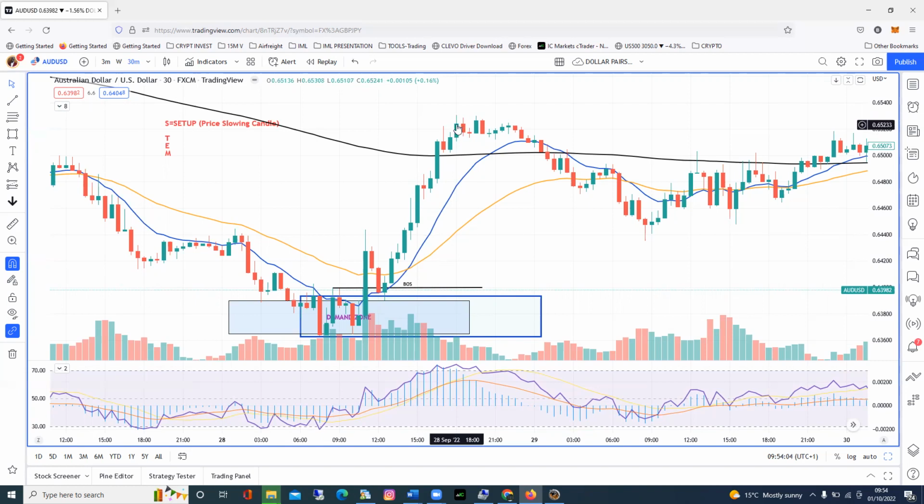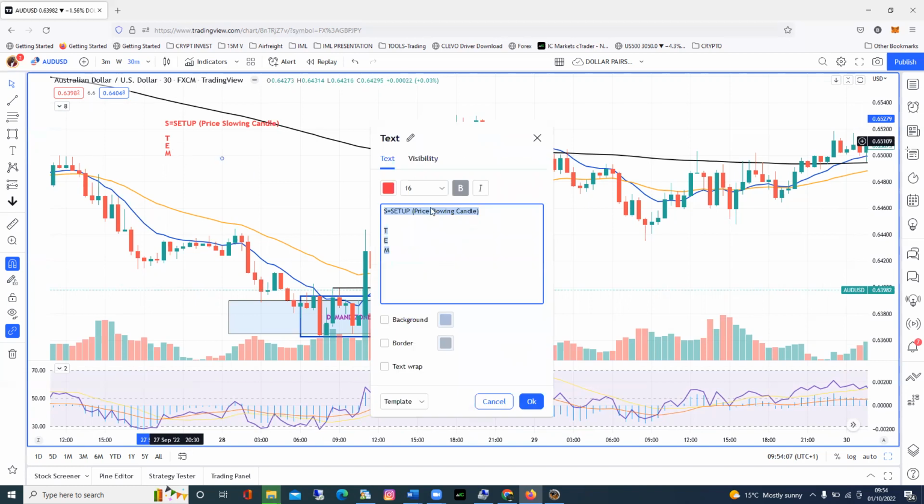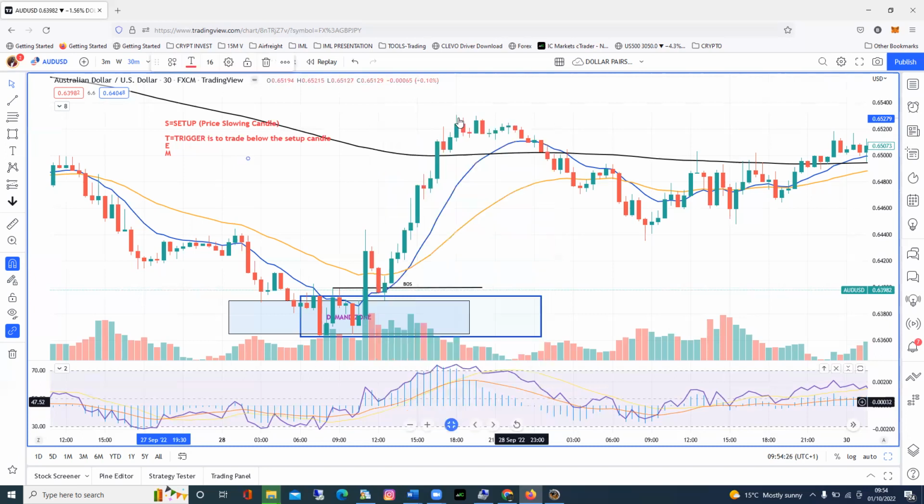Okay. So we are not going to do anything because the trigger, let's say the T, which is trigger, is to trade below the setup candle, which is either even one pip or two pips below the setup candle. All right. So on this particular 30 minute option, not exactly a candle, but they call it candle, so let's refer to it as a candle, that setup becomes invalidated because what we've done is we've traded above the high. We didn't trade below the low.